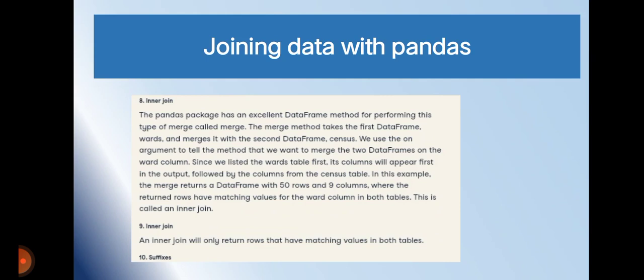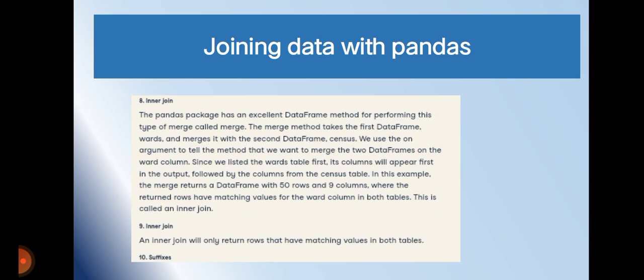In the Pandas package, there is an excellent DataFrame method for performing this type of merge called merge. Means in this inner join we have to merge columns. The merge method takes the first DataFrame, words, and merges it with the second DataFrame, sentences. So words and sentences are basically the first and second DataFrames. We use the on argument to tell the method that we want to merge the two DataFrames on the word column, and the same for the second DataFrame on the sentences column for getting our output.